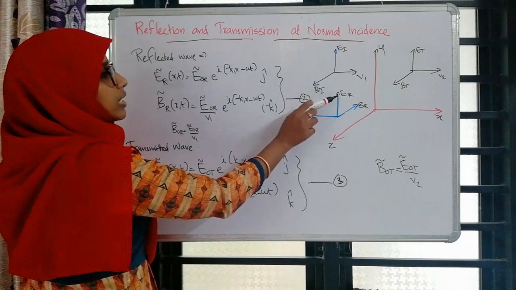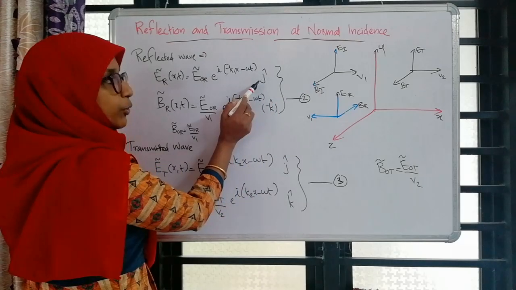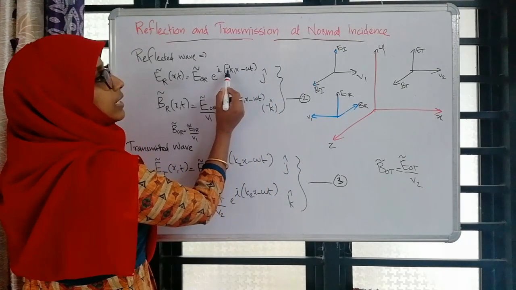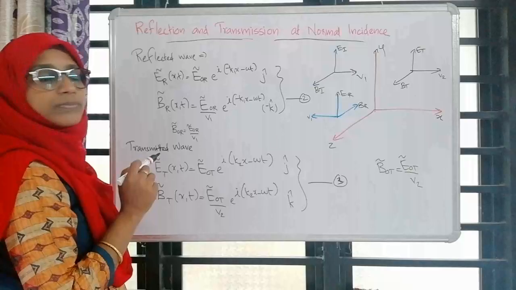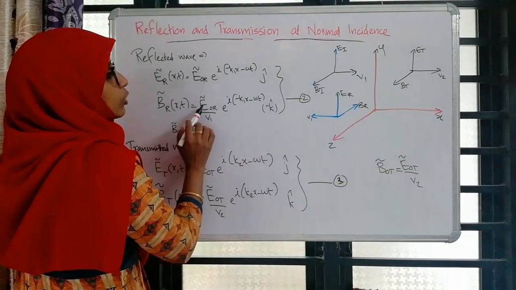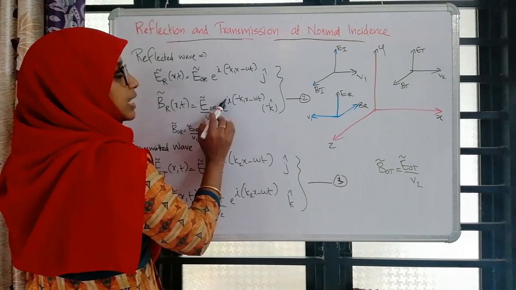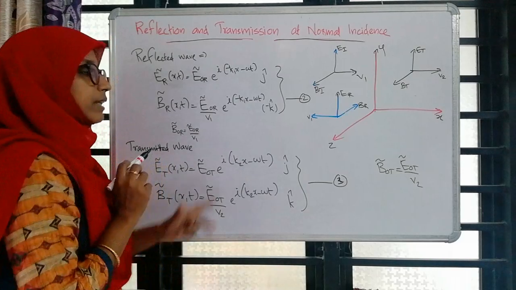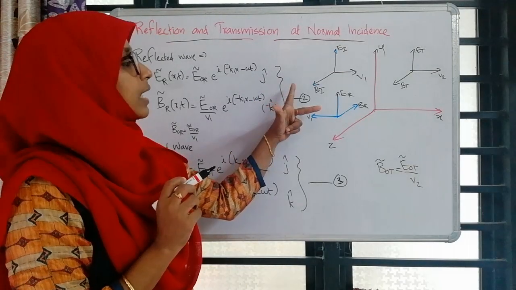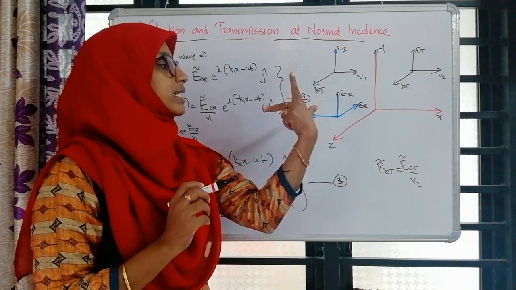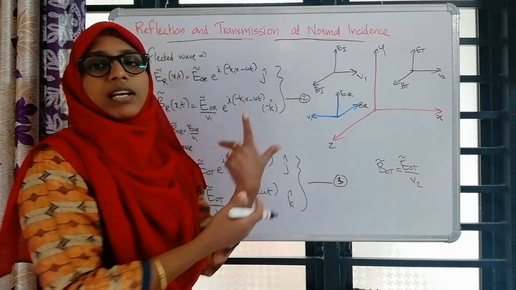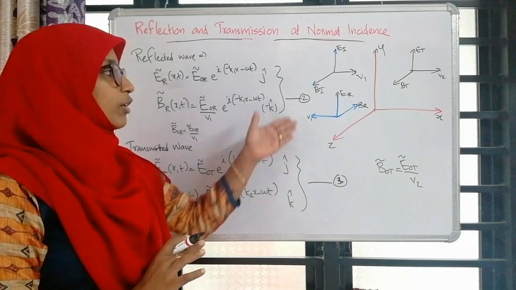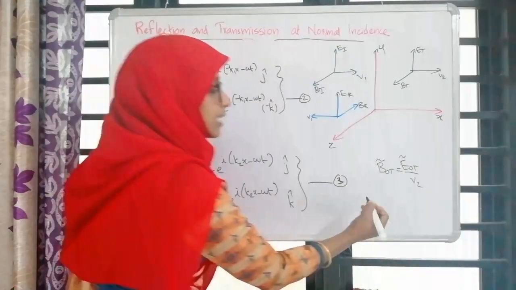Here ER is polarized along the y direction, so unit vector j, and the wave is traveling in the negative x direction. To indicate that, the negative sign is introduced. And also Br of x,t equal to E0R by V1 e raised to i(minus k1x minus omega t) unit vector minus k. Here the wave is incident in this direction and reflected in the negative x direction. So the magnetic field will be along the negative z direction to indicate the travel of the wave along the negative x direction.